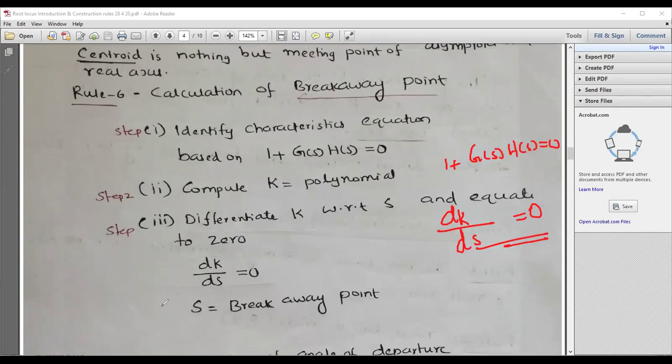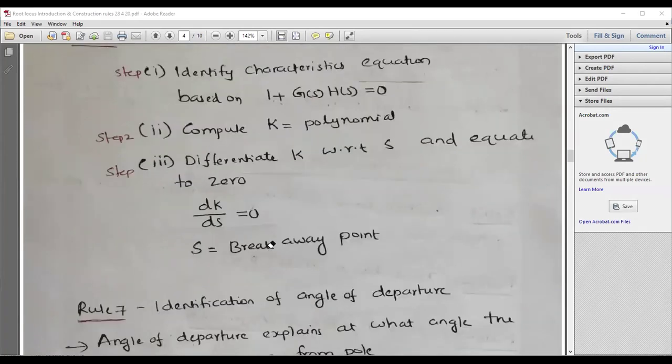Okay. Then you solve for s, which is the breakaway point. Clear? So these are the rules and regulations. At least three rules you have to write neatly, because some questions you might have seen. At least three rules you need to write.